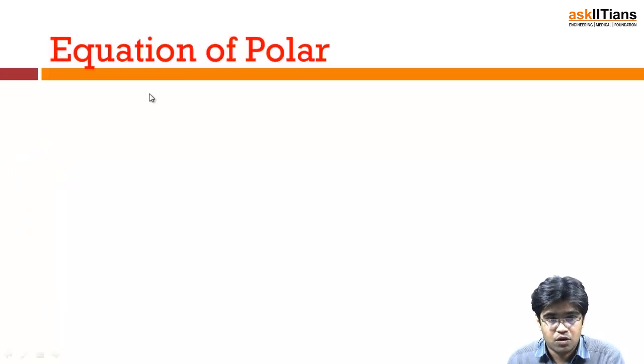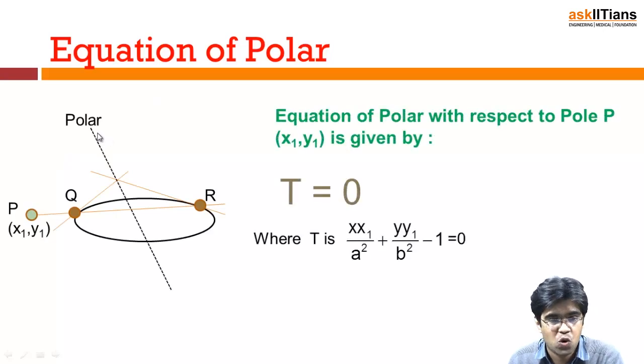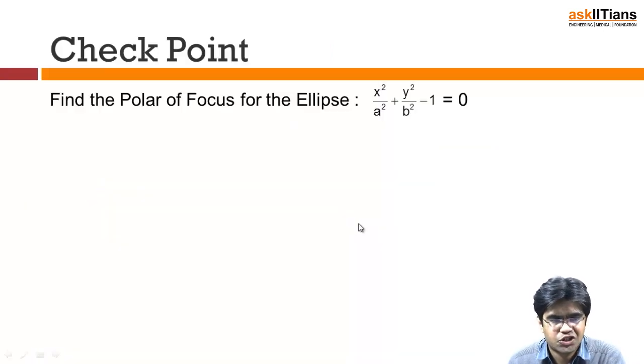Now the equation of polar. The equation of this polar is again given by T equal to 0. Here, in the equation T equal to 0, the point x1, y1 is our pole, and it can be inside or outside as well. So this point P is actually the pole and the equation is again T equals 0, where T has its usual meaning. Let's do a question on this.